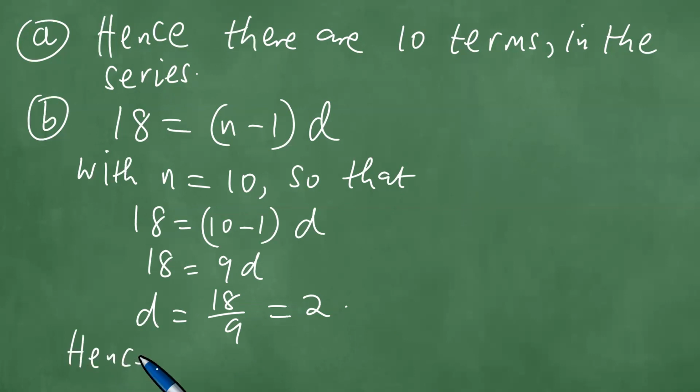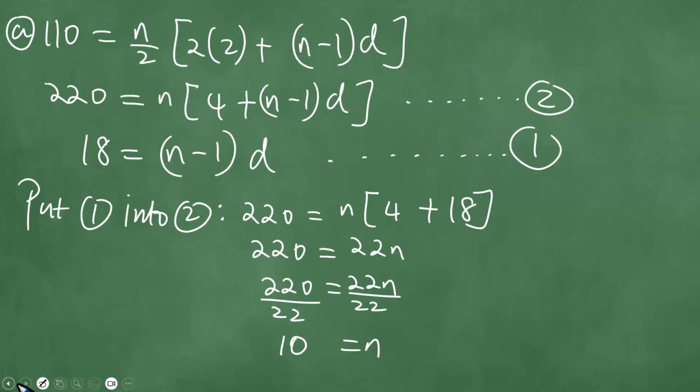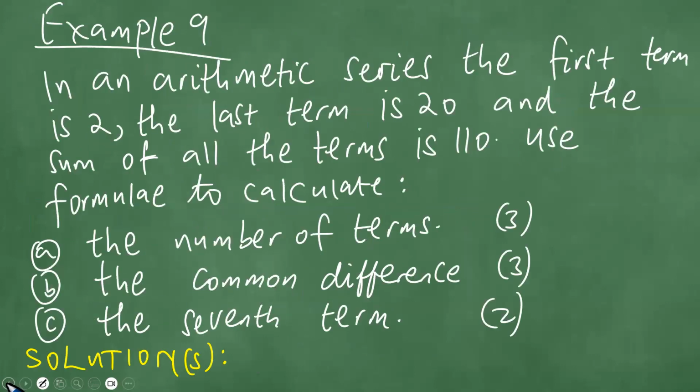Hence, d equals 2 is the common difference. So we have the common difference like this. Now we just need the 7th term. What is the 7th term? Term number 7, what is it?